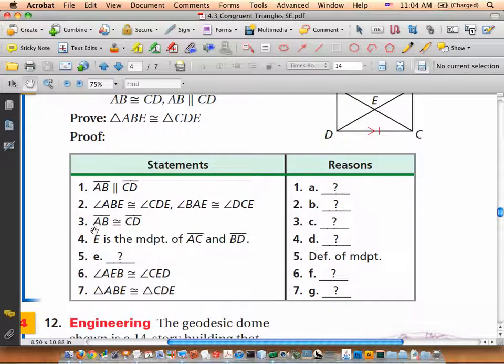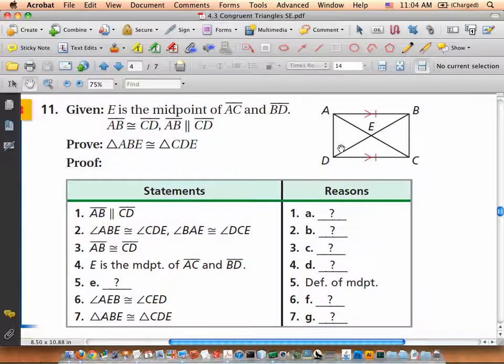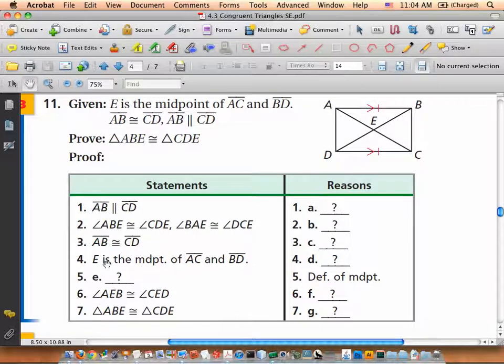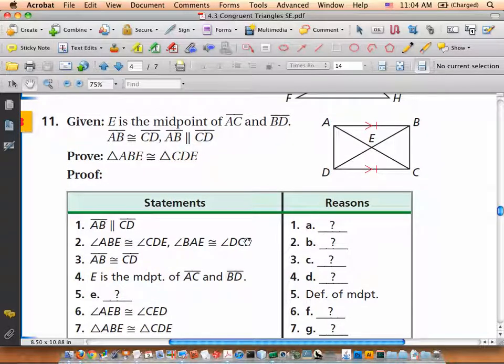How do I know that AB is congruent to CD? How do I know that this is congruent to this? That's given. So 3C is given. How do I know that E is the midpoint of AC and BD? That's given. So 4D is also given.